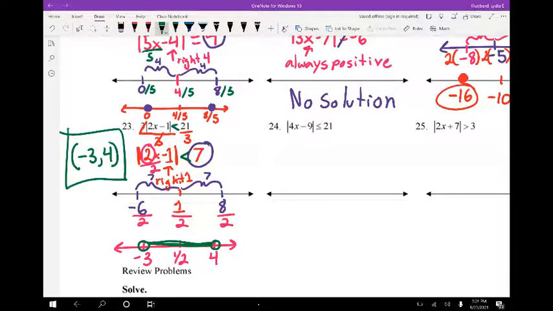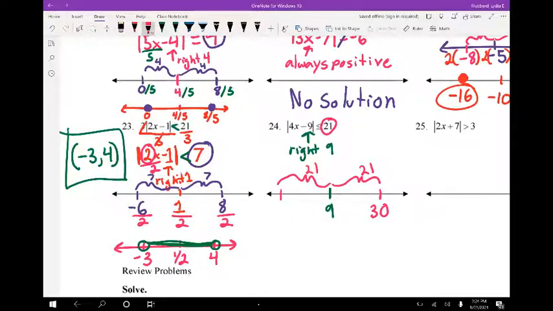Looking at number 24, our absolute value is already alone, which is really nice. So we can go ahead and start graphing it. This negative 9, again opposite of what we think, means we're actually going to the right 9. So I'll be starting at positive 9 on my number line. From there, I'll be going 21 units to the right. So 9 plus 21 is 30. And I'll be going 21 units to the left. And 9 minus 21 is negative 12. Sorry.